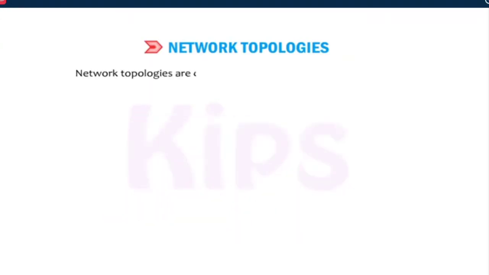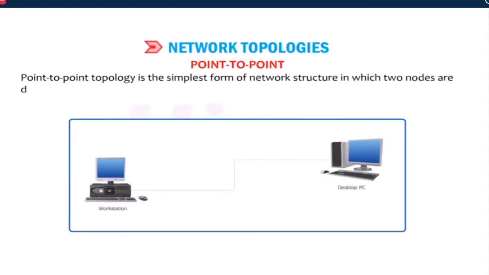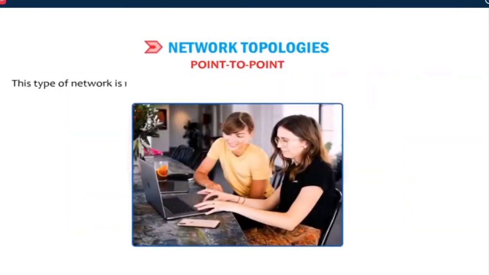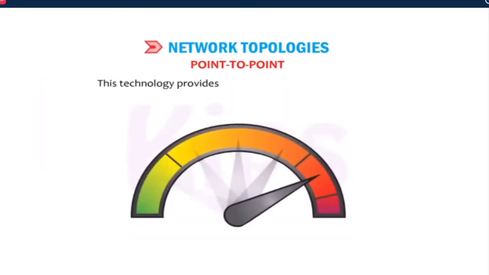Network topologies are categorized into the following basic types. Point-to-point. Point-to-point topology is the simplest form of network structure in which two nodes are directly connected to each other. This type of network is most suitable for small areas where computers are in close proximity. This technology provides a faster and reliable connection.